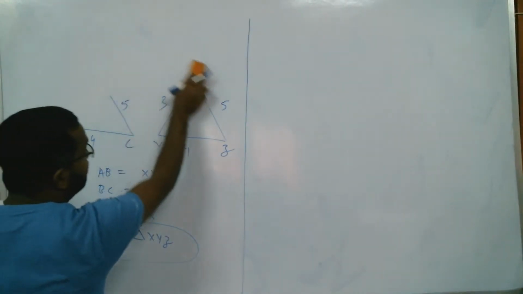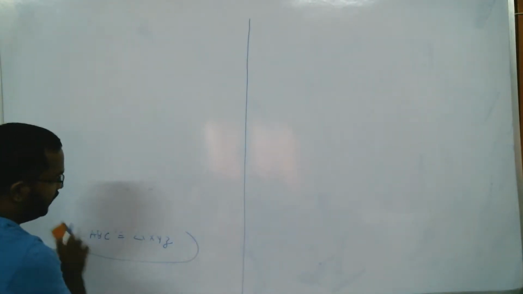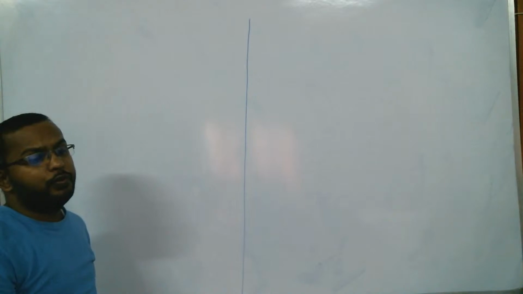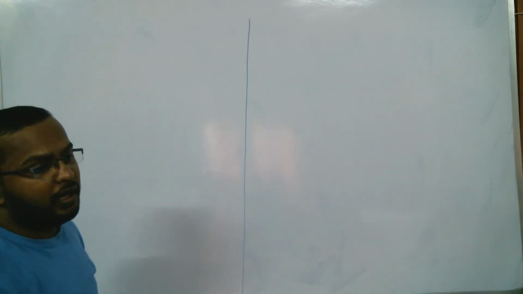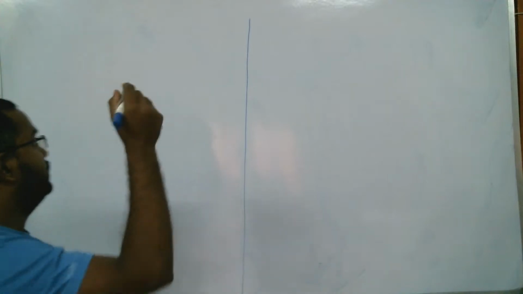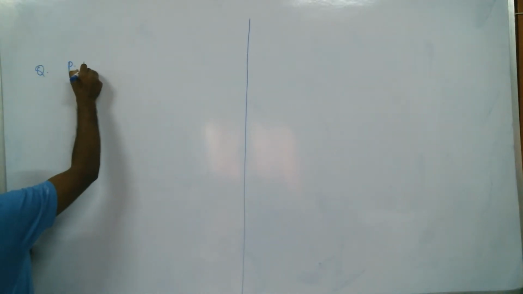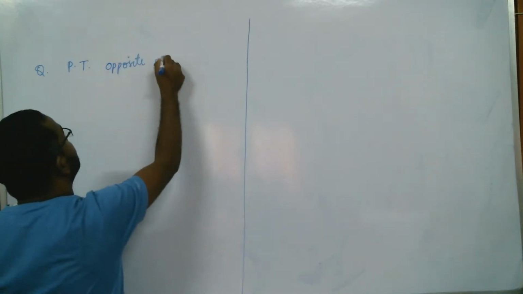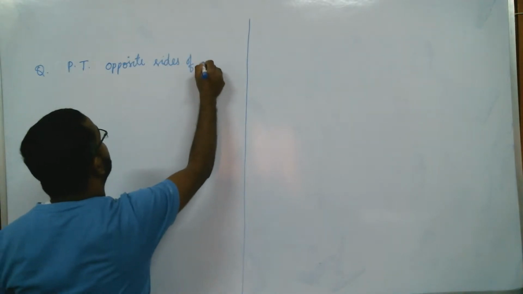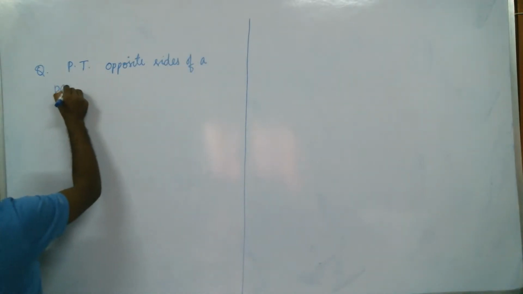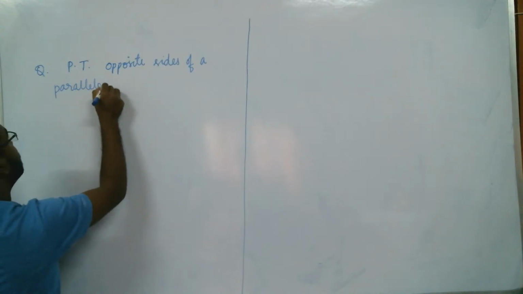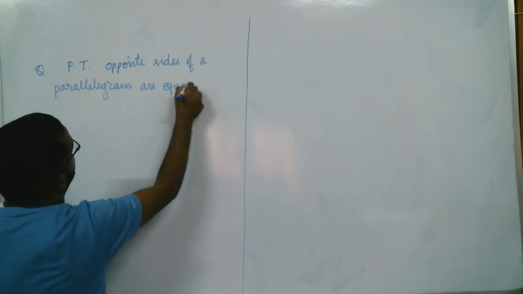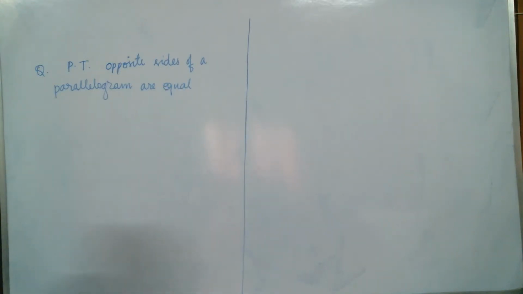So this is what we have to do if we want to prove that two triangles are congruent to each other. Yesterday our question was: prove that the opposite sides of a parallelogram are equal. So this was yesterday's question.